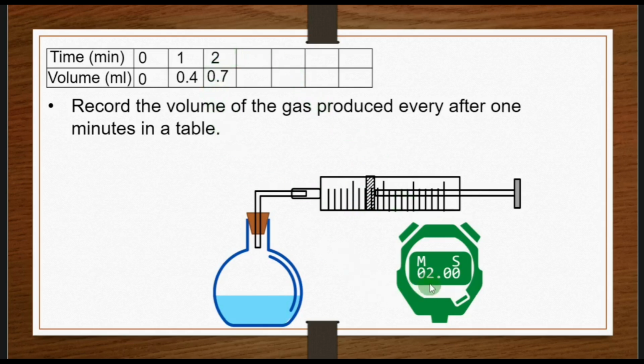Then again we'll record again. The stopwatch will go to 3 minutes. Then after 3 we'll count again 1, 2, 3, 4, 5, 6, 7, 8, 9. So it will be 3 here and 0.9. Then we'll allow it to go again to 4. At 4 again, this is 0.5, 6, 7, 8, 9, then 1. So 4 here, 1.